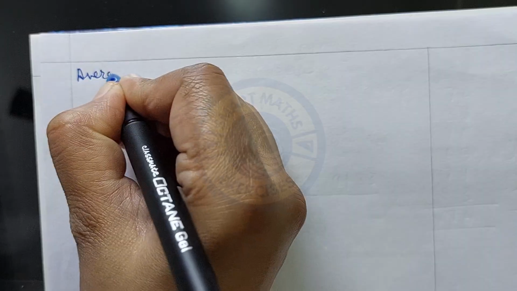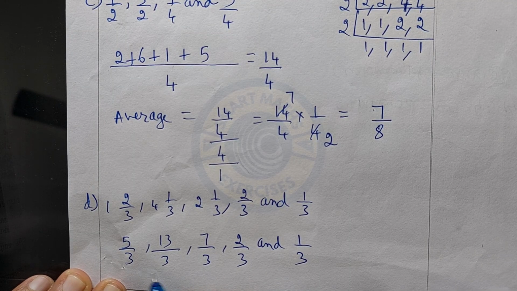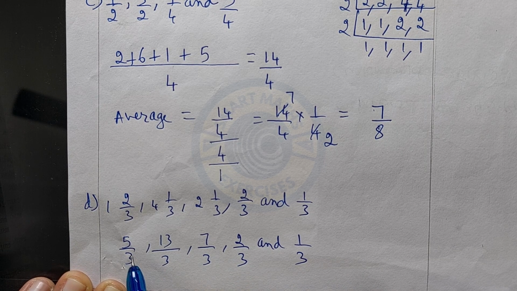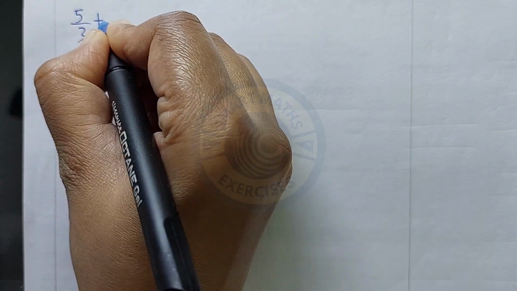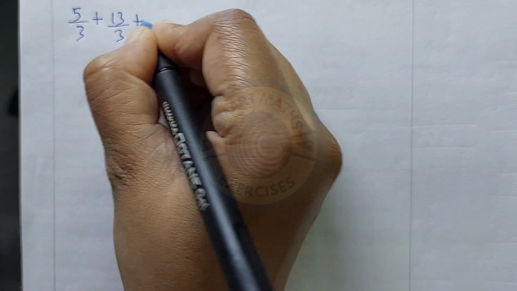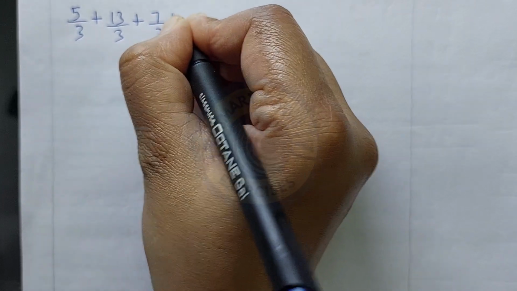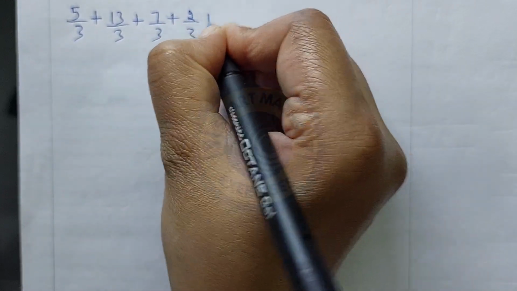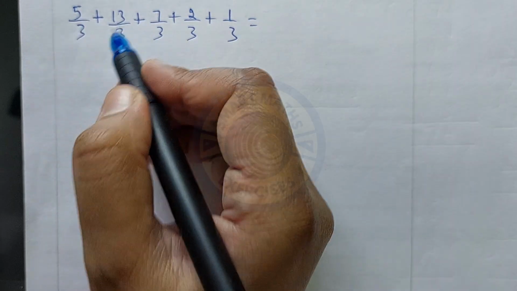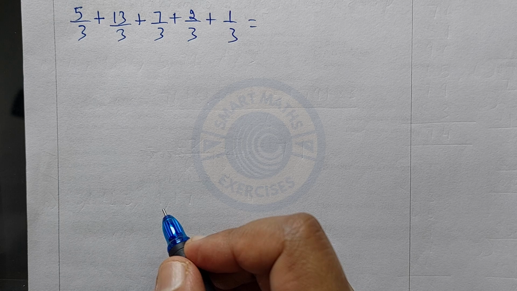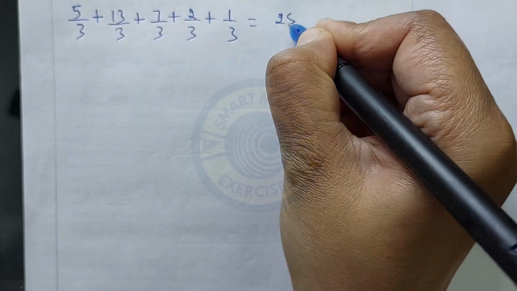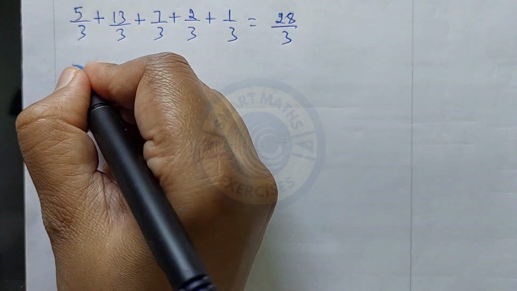Let's take the average. Average equals, here as we can see, all the denominators are 3. So it is a like fraction. No need to take the LCM. We can directly add. Now let's add it. 5 by 3 plus 13 by 3 plus 7 by 3 plus 2 by 3 plus 1 by 3. 5 plus 13 is 18, 18 plus 7 is 25, 25 plus 2 is 27, 27 plus 1 is 28. It is 28 by 3. Now let's take the average.